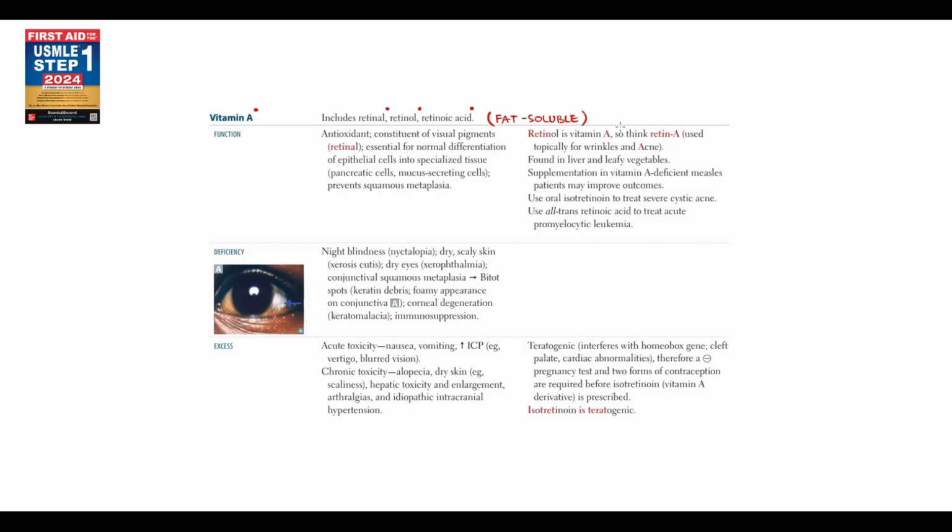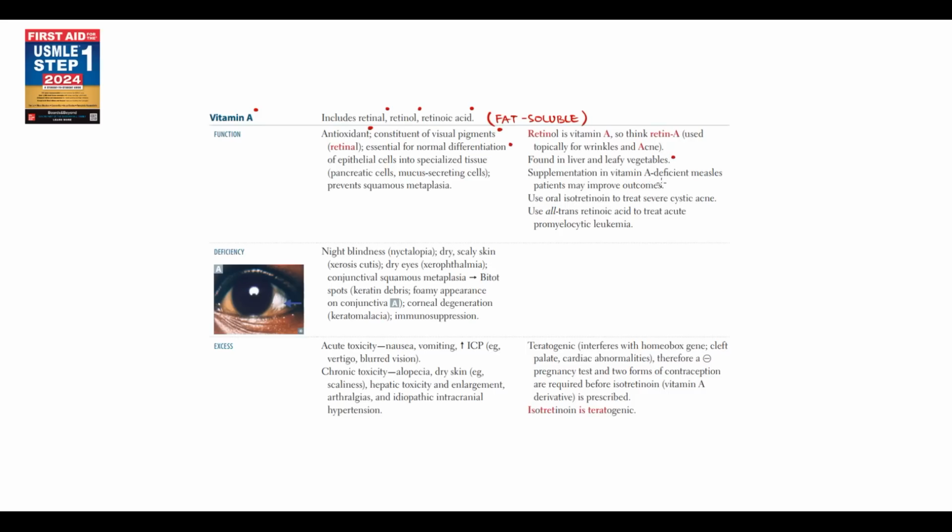We can convert one form into another, depending on physiological needs, but retinoic acid is generally the final form used for regulation of gene expression. Vitamin A is a fat-soluble vitamin, and it plays a huge role in our organism as an antioxidant. This vitamin is also crucial for vision, immune function, growth, and cellular differentiation. Vitamin A is found in the liver and leafy vegetables.